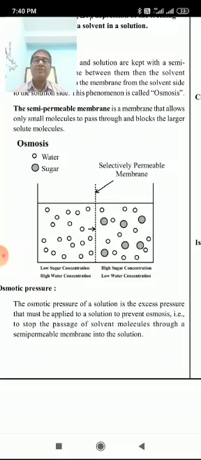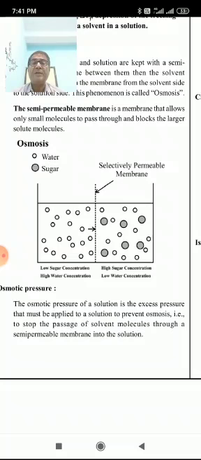What is osmosis? In everyday life, we observe that when we put some dry grains of gram in water, it swells up. When we put some dry brinjal in water, after some time it swells up. This is due to osmosis.